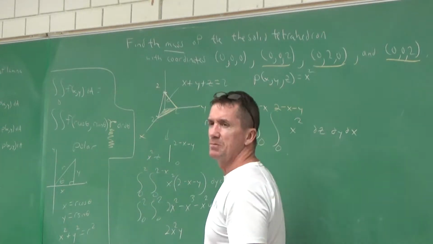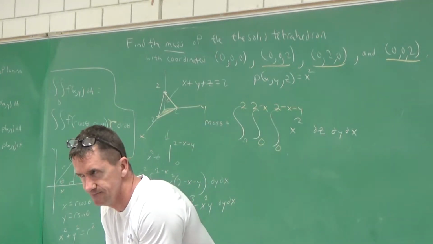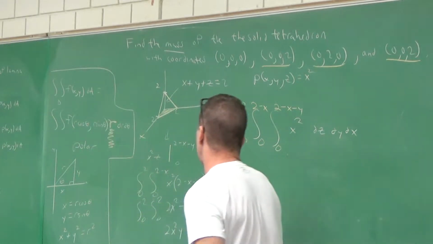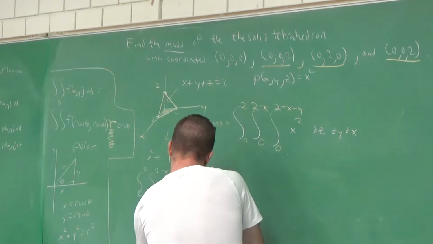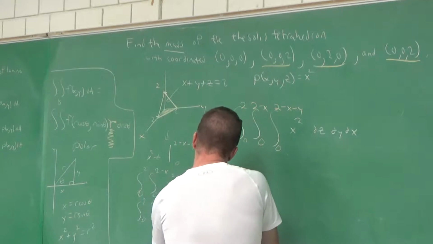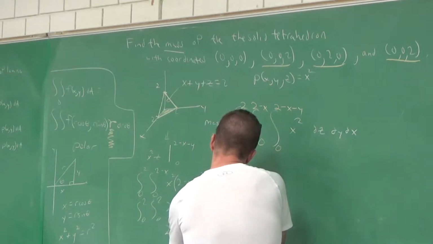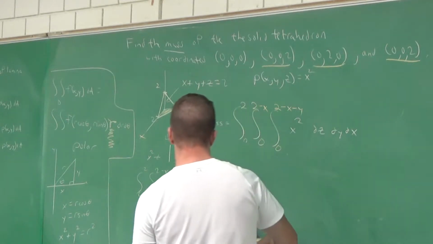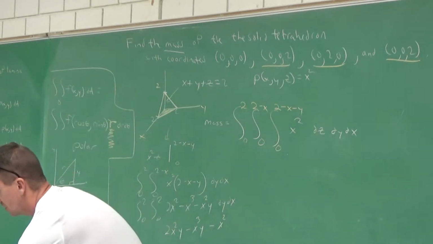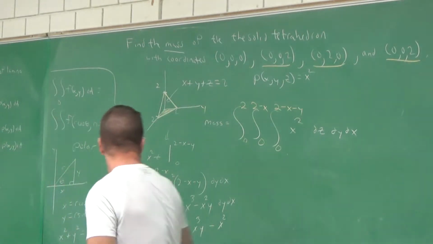The only thing about evaluating a triple integral is that sometimes it's a little tedious. Okay. 2x squared y minus x cubed y minus, what does this become? X squared y squared over 2.